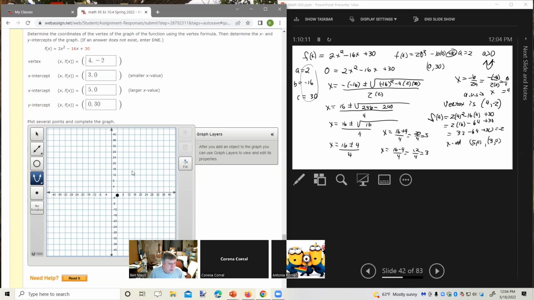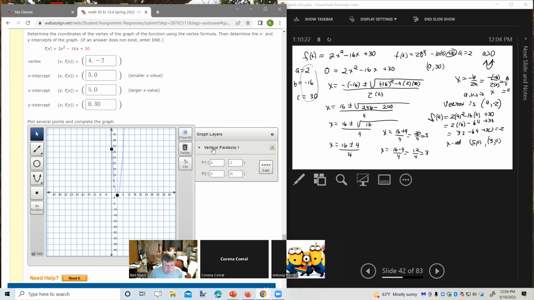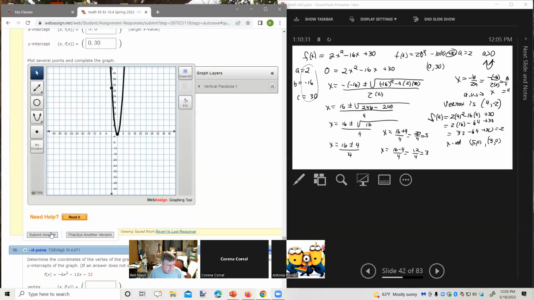And then I'm going to plot one other point. I can use any other point. How about let's use 0, 30. That's right there. Now I'm going to come over here, 4, negative 2, 0, 30. If they didn't land right where I wanted, I can adjust it over here. Okay.